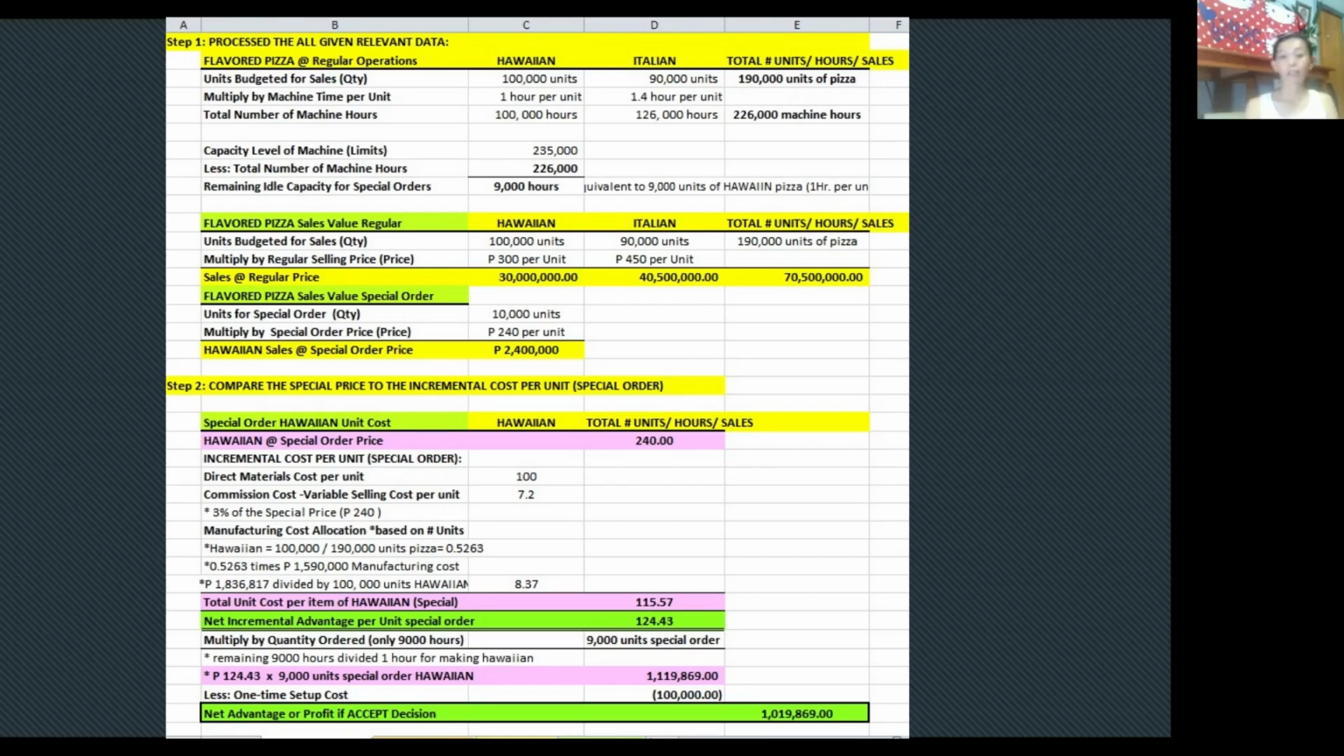1,119,869. However, it is mentioned in the situation that there is a one-time setup cost of 100,000 pesos. So that cost or expense is an incremental cost, and we subtract it from the net advantage. We come up with a clean 1,019,869 pesos as the net advantage of the decision.